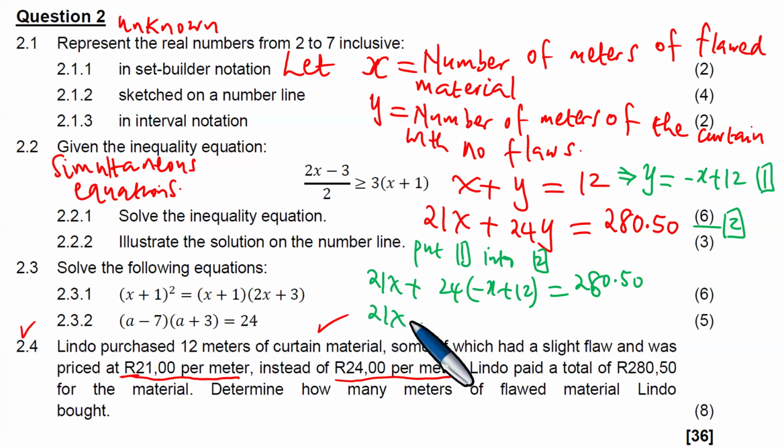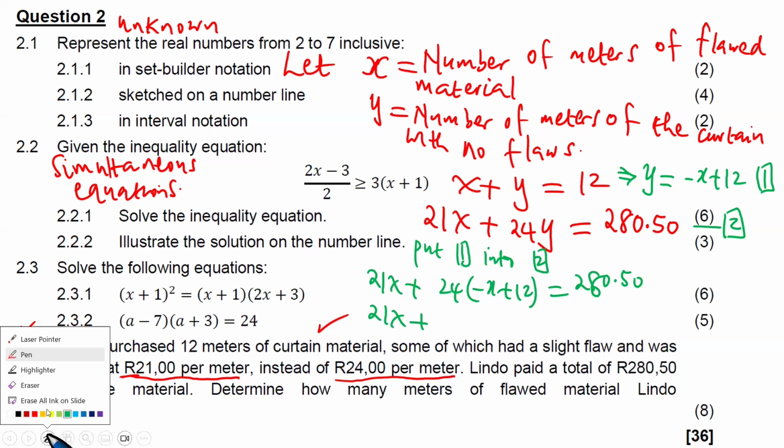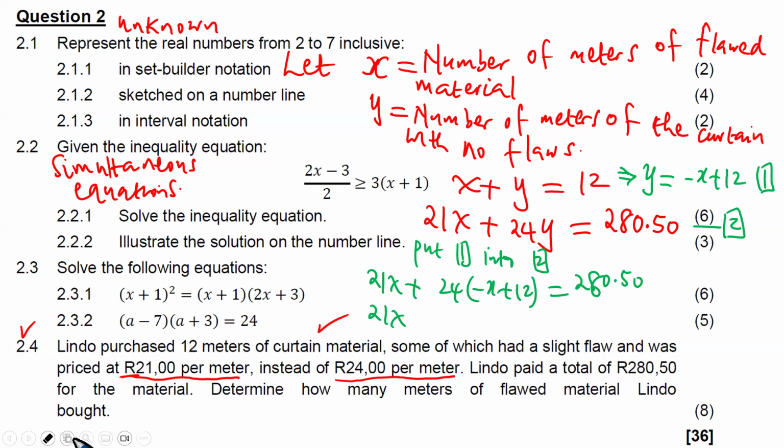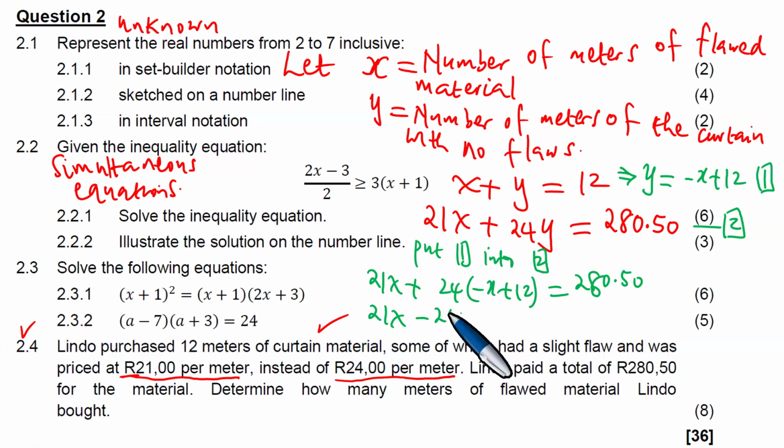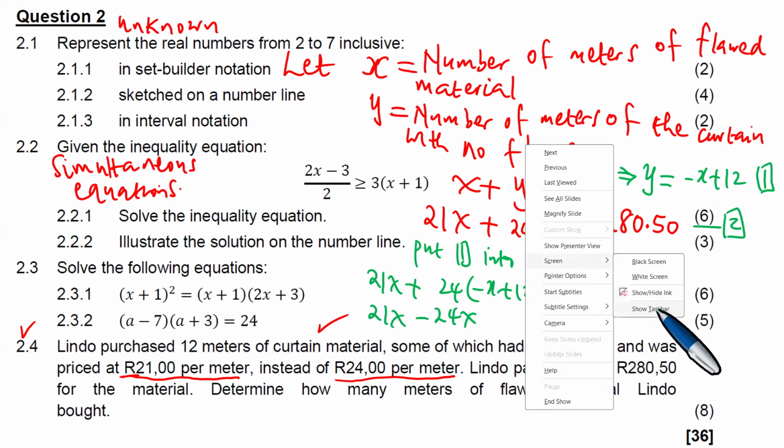So we have 21x plus, okay, so there's a minus here. There's a minus here. So you have 21x minus 24x. And then we need to perform further distribution. Just to check, I can use my calculator to perform some of these to make sure we get the correct answers.